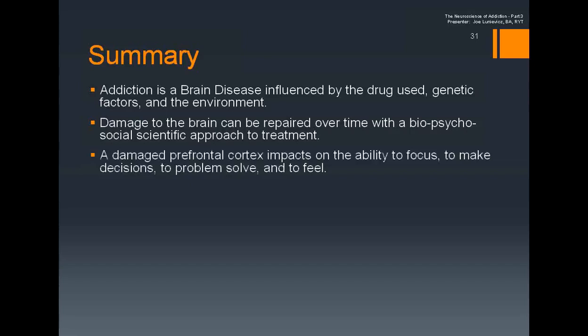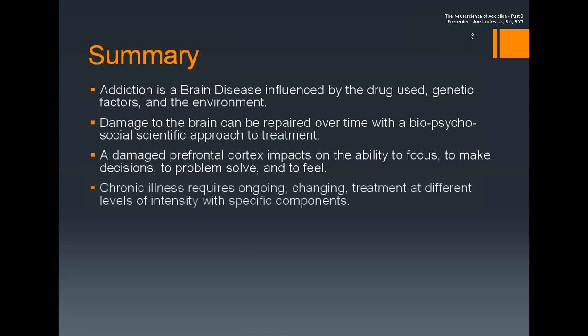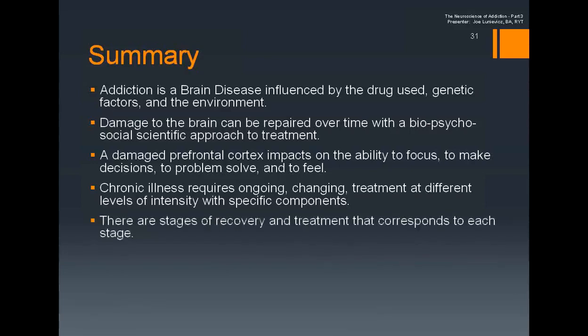This influences their capability to work with us, to adhere, to be compliant, and to do the work that we have expectations of them around doing, including being abstinent, right? Chronic illness requires ongoing, changing treatment at different levels of intensity with specific components. So we have treatment modalities with levels of intensity and treatment components that we hope to make specific to the needs of an individual, or as specific as we can, depending upon where they are in the recovery continuum. There are stages of recovery and treatment should correspond to that stage.